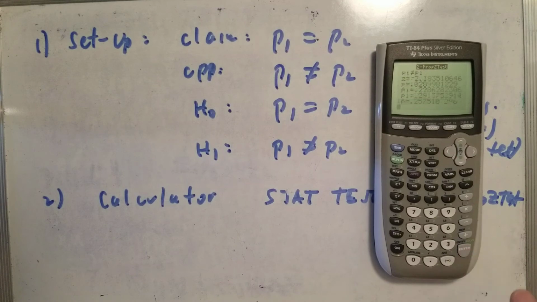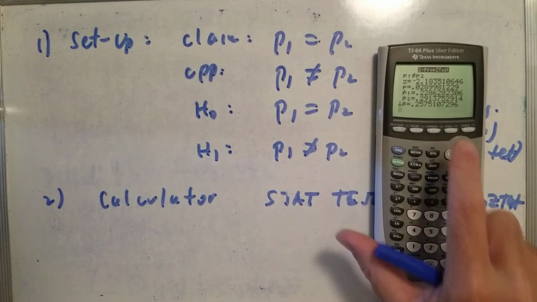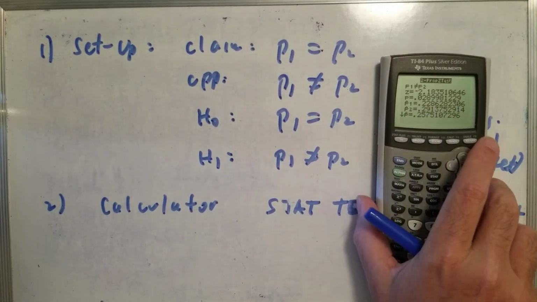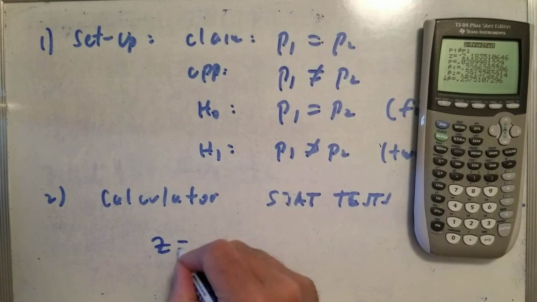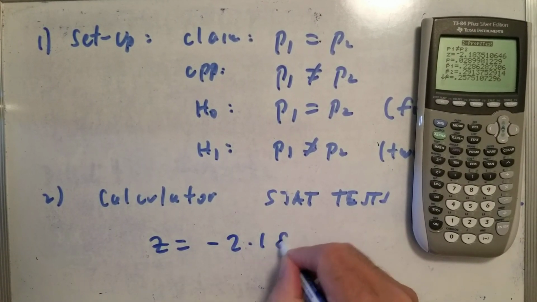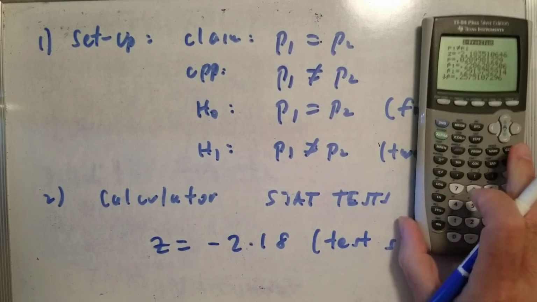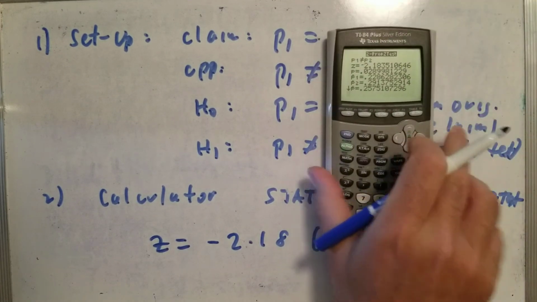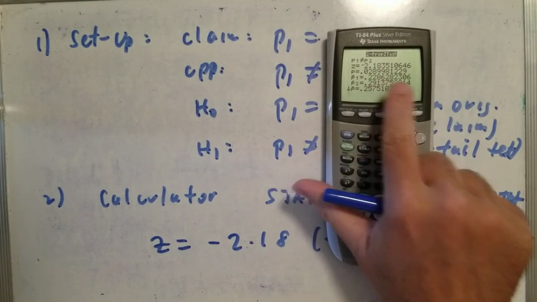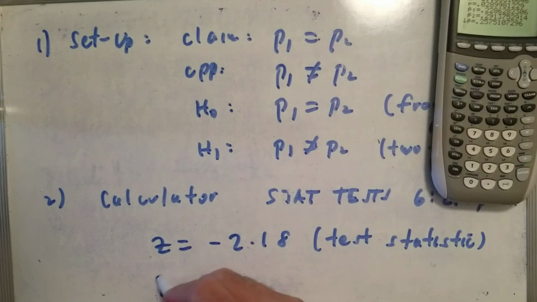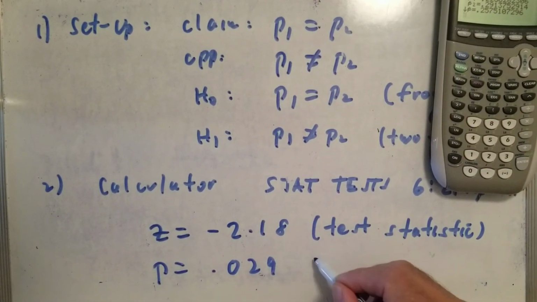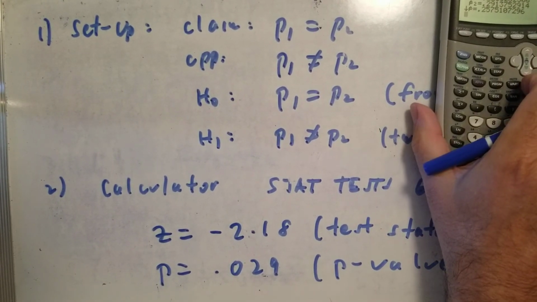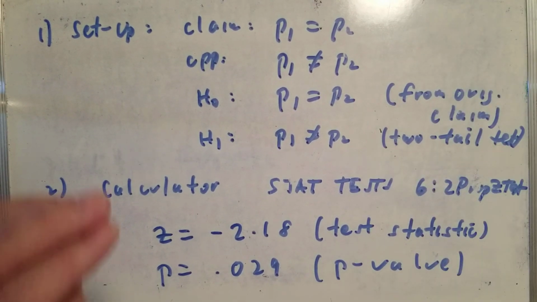And now when I calculate, I'll get the p-value and the test statistic. The test statistic, z, is negative 2.18 to 2 decimal places. So z is negative 2.18, the test statistic. And then the p-value is 0.029 rounded to 3 decimal places. P equals 0.029. This is the p-value that we're going to use to compare with the significance of the test to draw our conclusion.